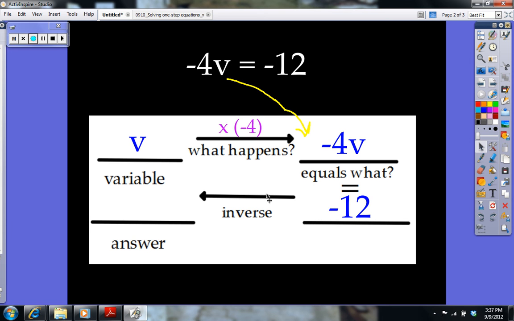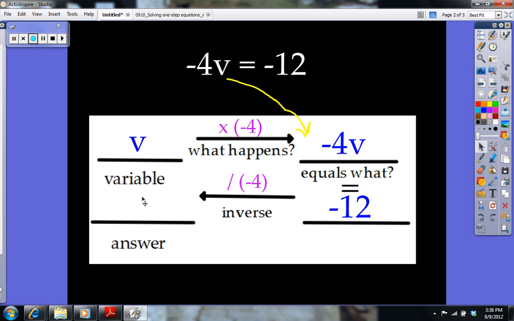Now let's work backwards. On top of the arrow, try writing down the inverse operation of multiply by negative 4. If you wrote divide by negative 4, you're correct. We switch multiplication to division, because division is the inverse operation of multiplication. But don't switch negative 4 to a positive 4. The number always stays exactly the same. So now we're ready to find our answer. But be careful. It's negative 12 divided by negative 4, not the other way around.